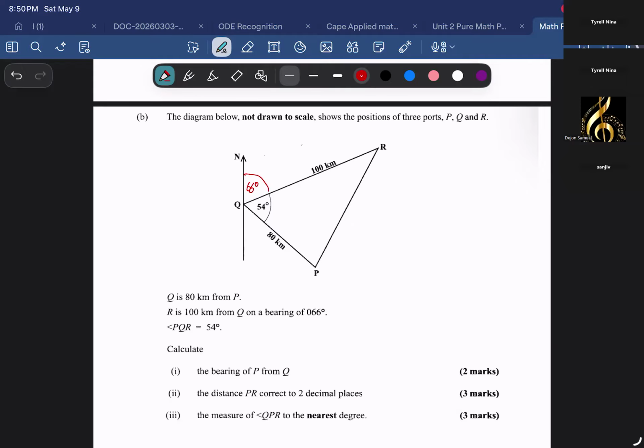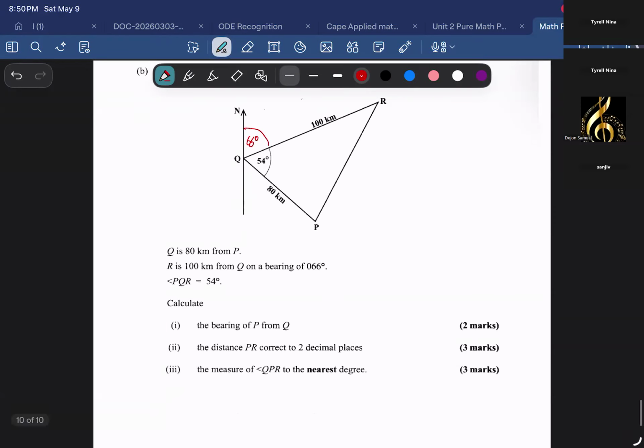Cool. So they want the distance PR to two decimal places. Okay, let's look and see what we have here. Do I have a side and the angle directly opposite it? I have this side, I don't have this angle. Cool, so that failed one time. That means I have to use the cosine rule.